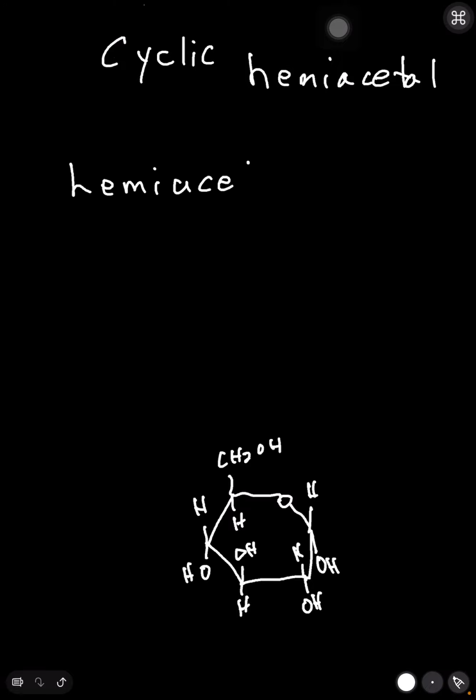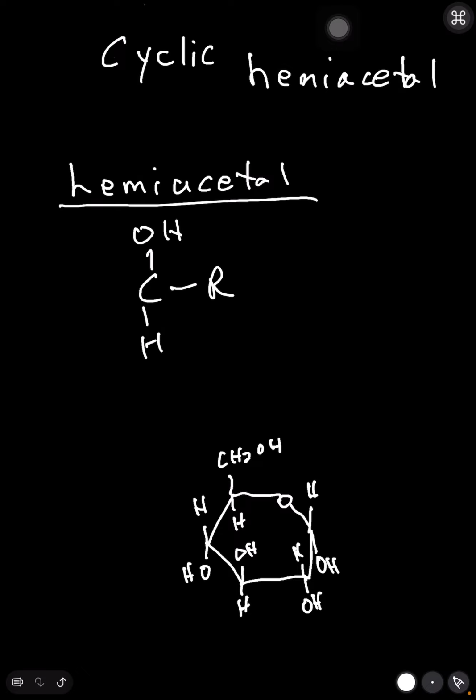Here's the general structure of a hemiacetal. It looks something like this. You have a carbon with an R group, so basically a carbon chain attached to it. It's got an H, an OH, and an OR group. A cyclic hemiacetal just means you have this arrangement but in cyclic form.